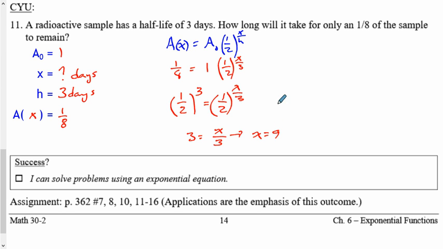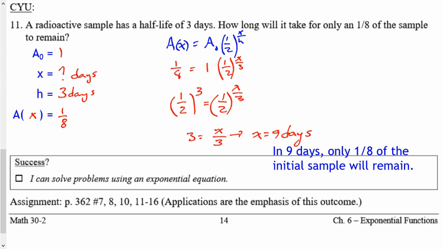What does this mean? How long will it take? My half-life was in days, so this is 9 days. And I can write a sentence answer that in 9 days, only 1/8 of the initial sample will remain.